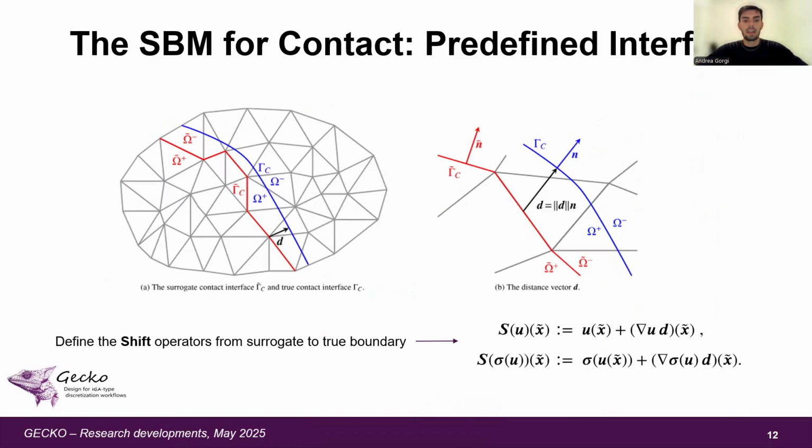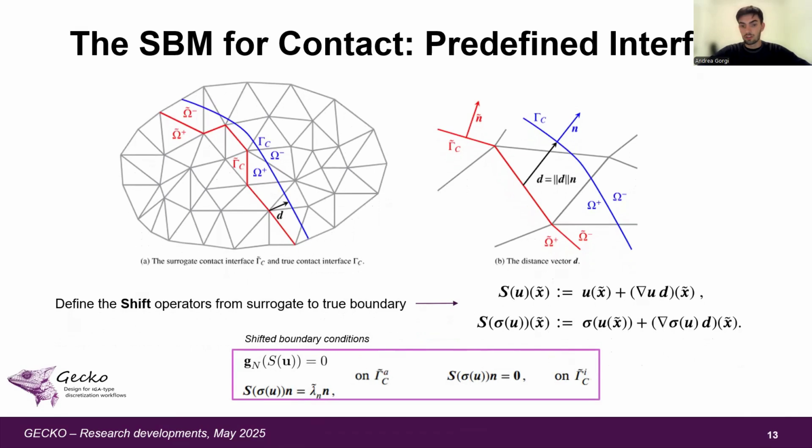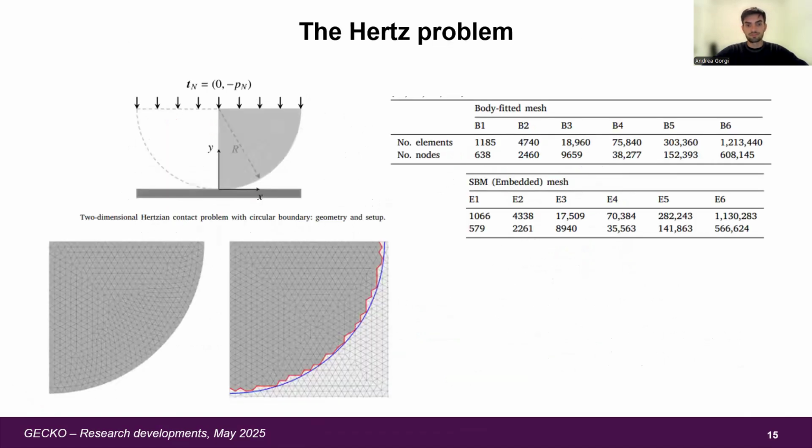Well, let's see now some applications of the shifted boundary method in contact mechanics problems, starting first of all with a single background mesh and objects that are already in contact from the beginning of the simulation. So small deformations and small displacements. We will introduce two shift operators for both the displacement field and the stress field. And following the concept of the shifted boundary method, we can impose the boundary conditions on both the active part and the inactive part of the boundary of the contact by means of these shift operators.